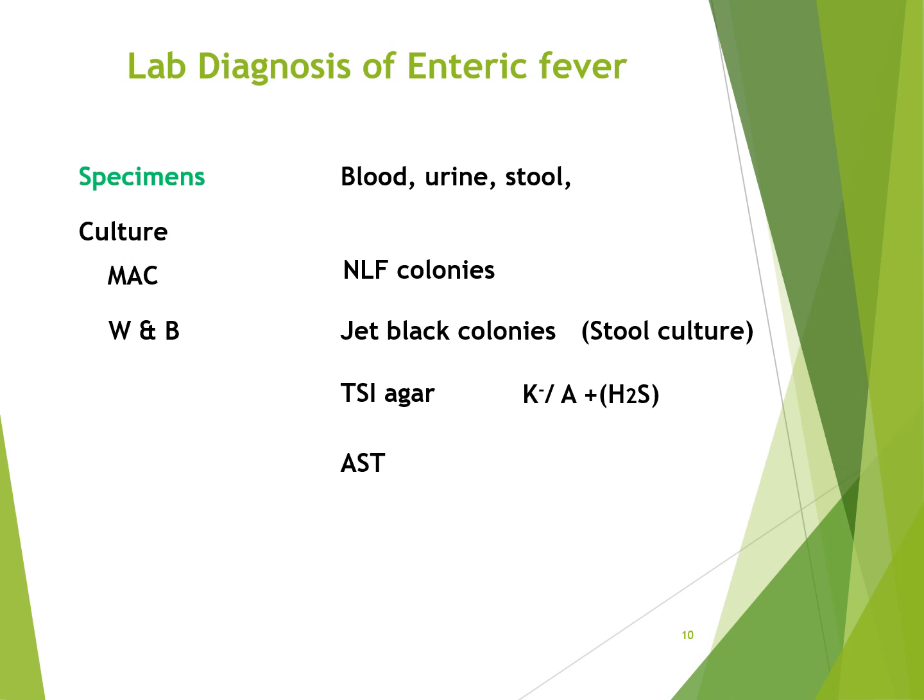For the blood, urine, and stool, you have NLF colonies, and jet black colonies in the stool. On TSI agar, it is potassium negative and hydrogen sulfide positive.